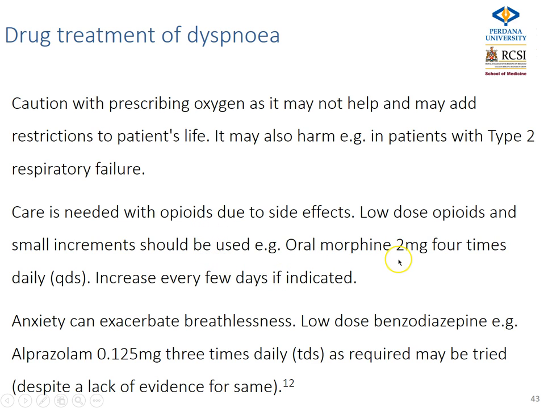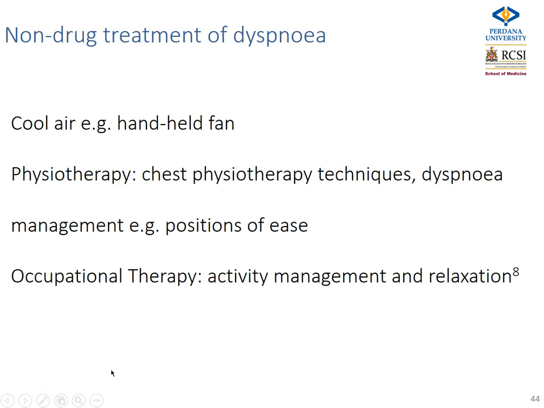You may use low-dose opioids for breathlessness, but you need to be very careful, titrating the dose very carefully. Sometimes anxiety can exacerbate breathlessness, and so occasionally low-dose benzodiazepines such as alprazolam may be useful. You also may use approaches other than drugs, for example, cooling the air with a handheld fan, physiotherapy for the chest, and occupational therapy and attempts at relaxation therapy to minimize anxiety.